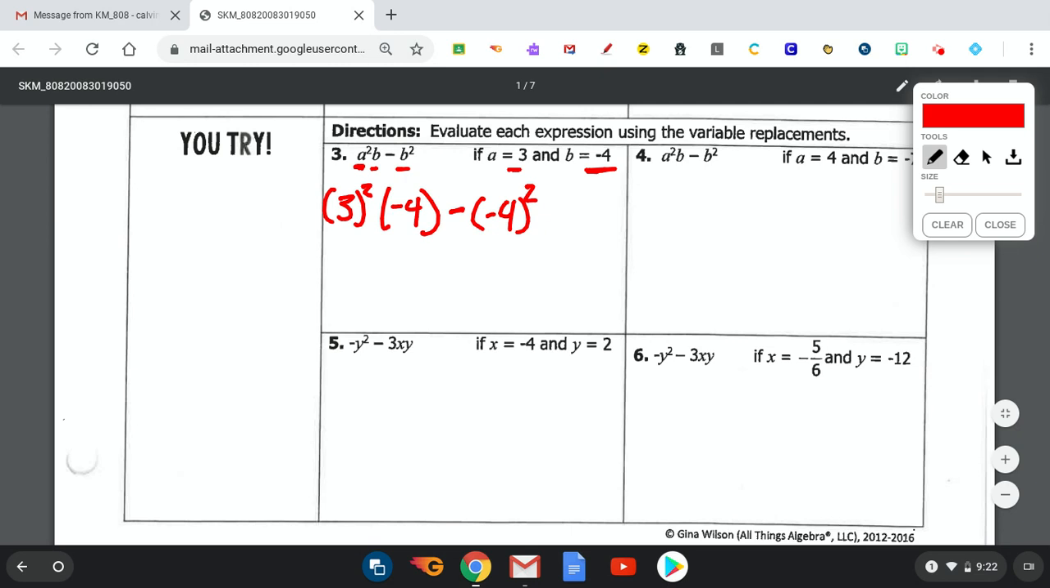Now just do order of operations. 3 squared is 9. Then I just bring down the -4, and then bring down this minus sign, and -4 squared is 16.